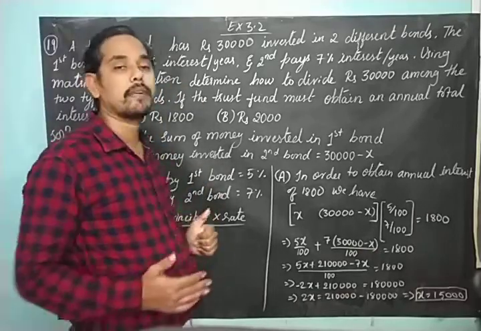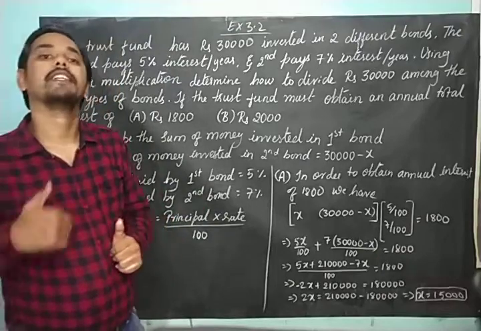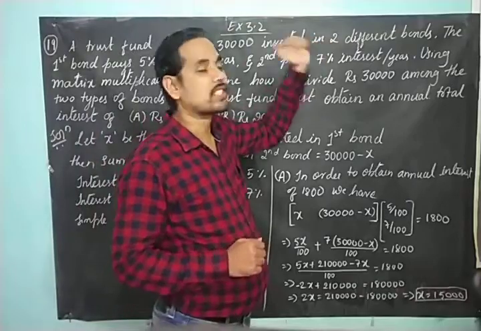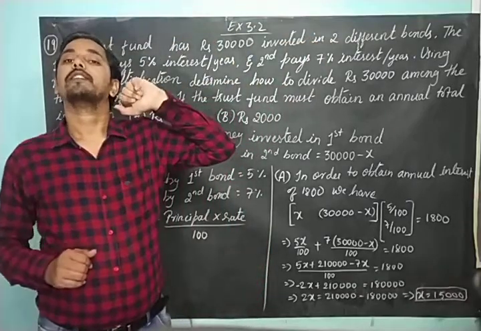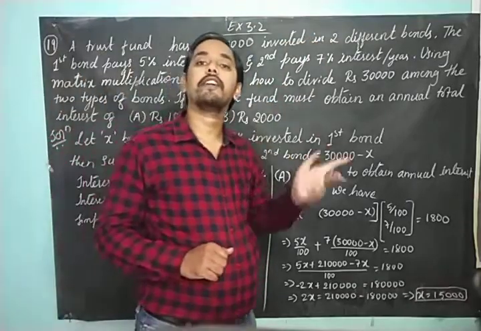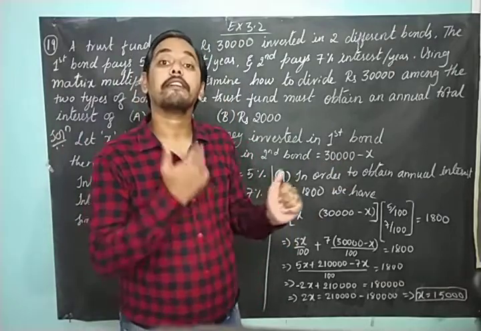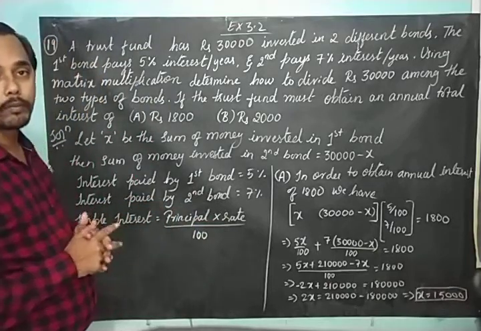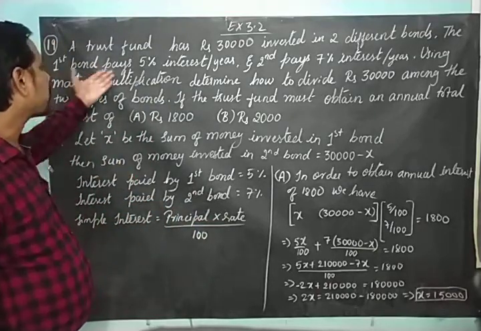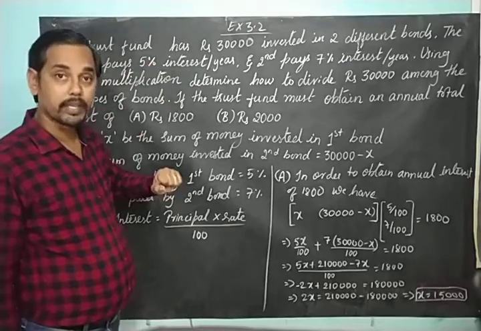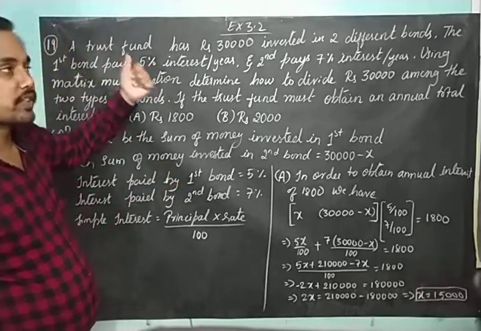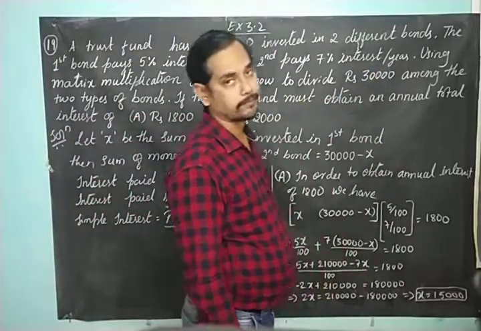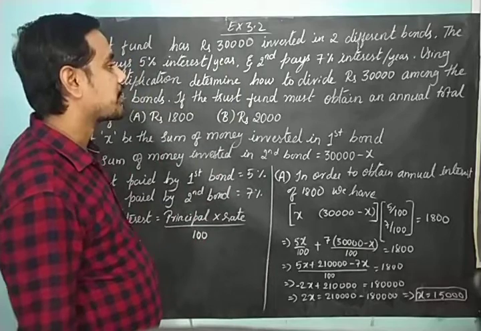If there is any investment, definitely there will be a return. If there is no return, then there is no investment, right? So as this trust has invested in two different schemes, and the two schemes provide different returns and different terms and conditions, let us see the returns of both the bonds. The first bond is paying 5% interest per year, and the second bond pays 7% interest per year.